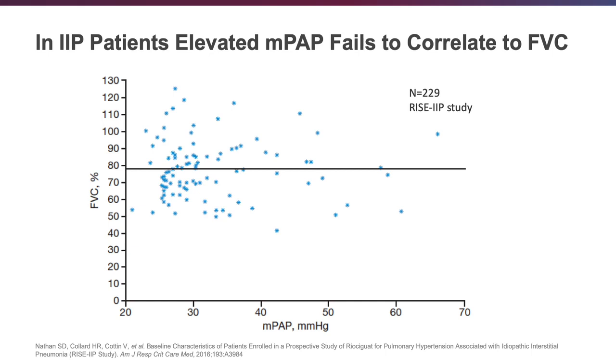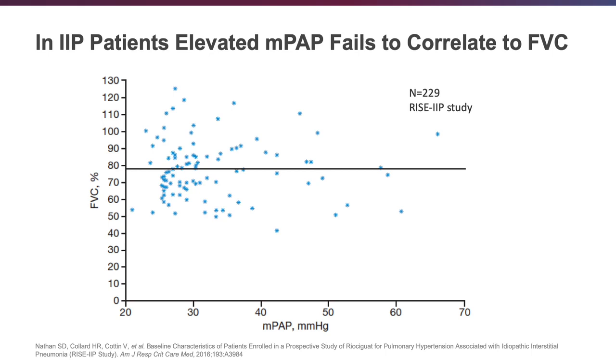This particular study came from the RISE-IIP dataset that looked at the effectiveness of riociguat in the treatment of pulmonary hypertension in patients with interstitial lung diseases. It is one of the largest datasets that we have, 229 patients, and this particular analysis looked at correlation of FVC, so forced vital capacity, and mean pulmonary pressure. And as you can see on this scatter graph, there was really no correlation.